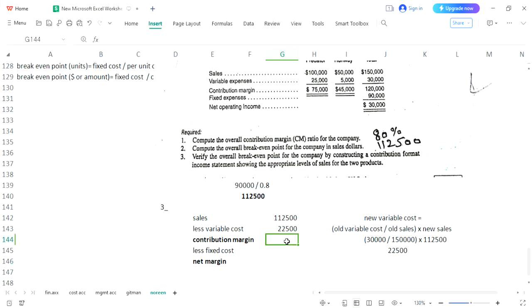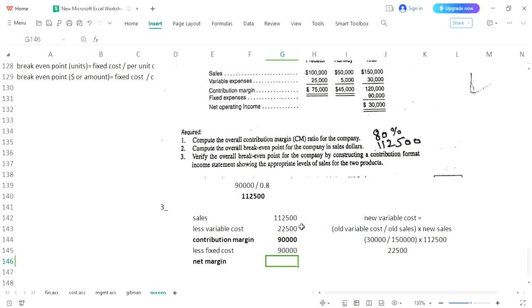How to calculate your contribution margin? You will take sales and subtract your variable cost. Here you have got your contribution margin, and then you had your fixed cost, that is 90,000, given. As you know, if you are selling 2 units or you are selling 2,000 units, your fixed expense would always be fixed. So we have 90,000 fixed. When you were selling 150,000, it would be the same 90,000 when you will be selling 112,500. So put 90,000 over here.